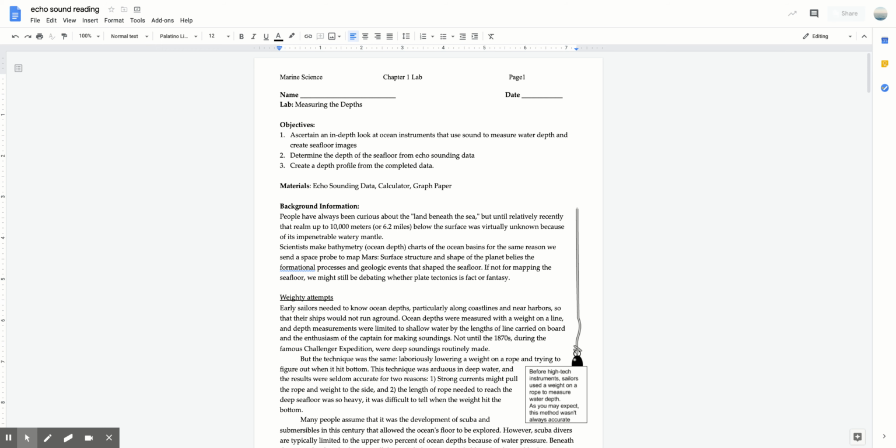Hi guys, we're looking at our second lab here called Measuring Depths. It's using an echo sound reader. So first I'm going to go through the directions and read everything with you, and then you are going to work on it on your own.